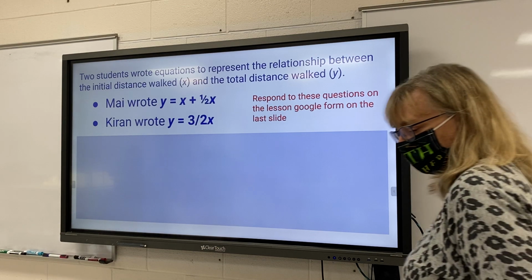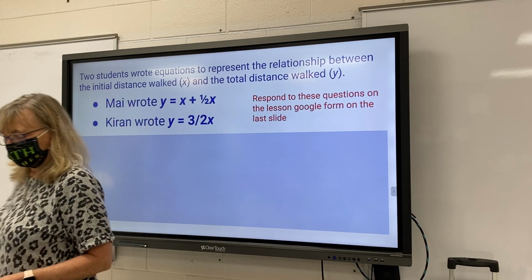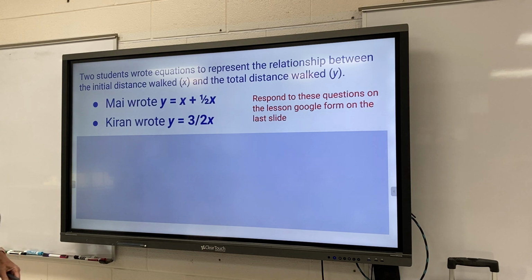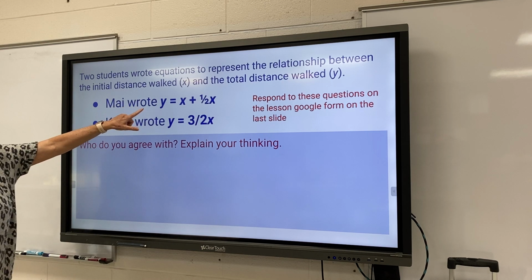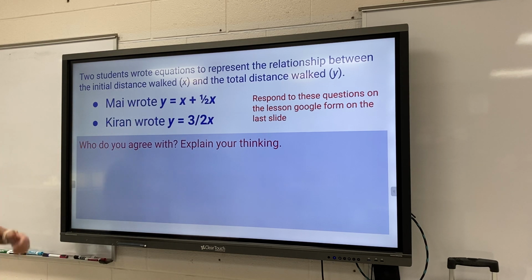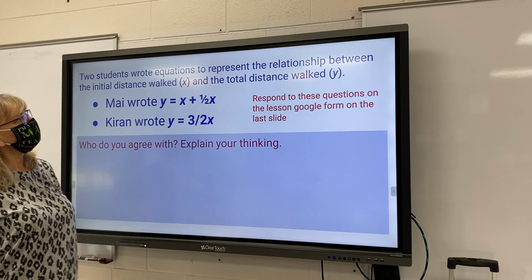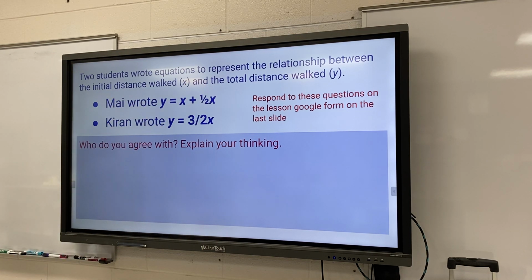So looking at the Google form, some of us had problems with this question. So let's look at it together real quick. Who do you agree with? Mai says she wrote y equals x plus 1/2 x. If the initial distance is x and the total distance walked was y, remember they walked this distance and they walked half as much more?